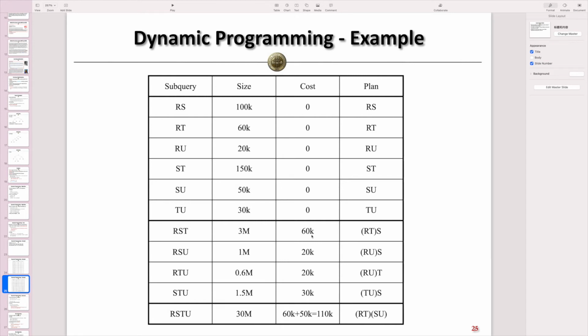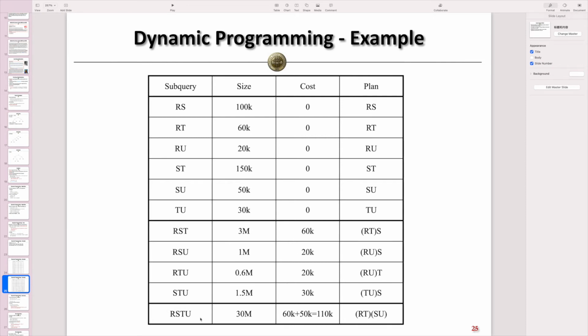In a similar way, we can also calculate the size, the cost, as well as the plans for RSU, RTU, and STU. You can try this by yourself on your papers. Okay, so this is the result for the joins among three relations.